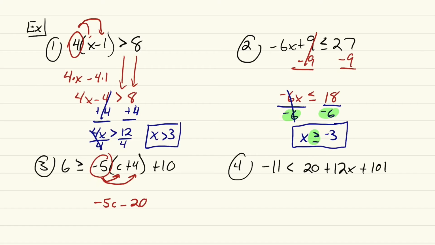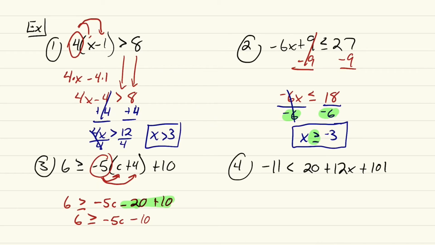Then we can just rewrite everything. So 6 is greater than or equal to negative 5c minus 20 plus 10. Now right here, we can combine like terms. I'm going to highlight that negative as well. That ends up giving me negative 20 plus 10 is just negative 10. We can rewrite everything to get our answer. And now we're on to solving a two-step equation.